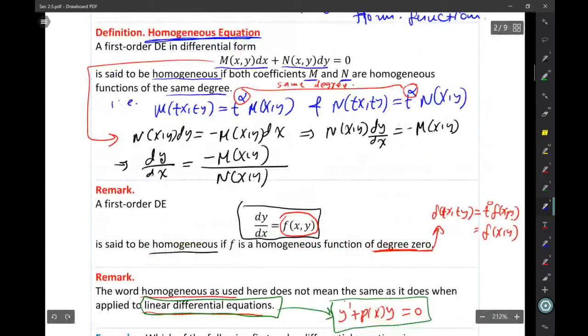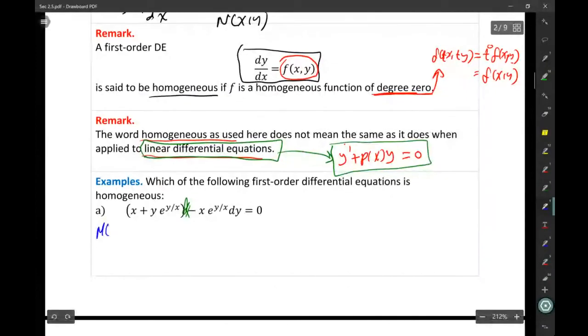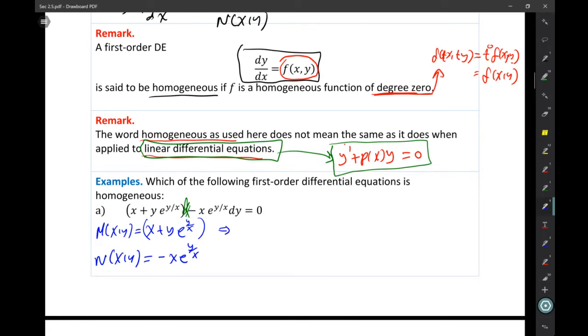According to the original definition, m of xy is x plus y e to the power y/x, and n of xy is minus x e to the power y/x. Now let us check whether it is homogeneous of the same degree or not.